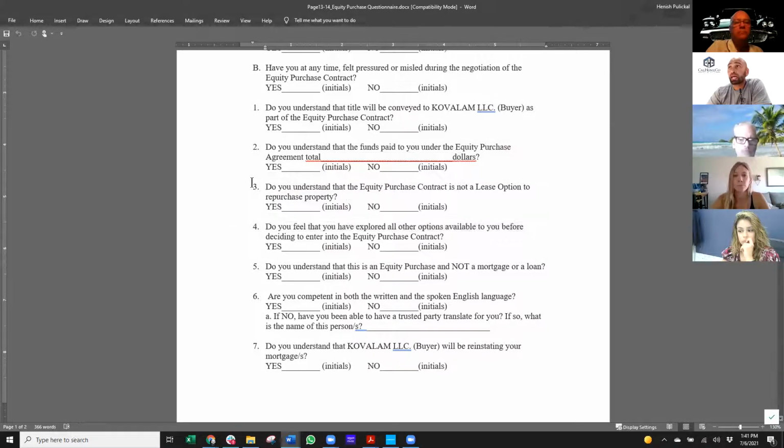Do you understand that the equity purchase contract is not a lease option to repurchase the property, right? This was something that unscrupulous investors would say, like, oh, I'll sell you back the property after I rescue you from your foreclosure, right? That's why these foreclosure rescue companies are scams, because they're literally there just to do what we're doing, but they're just not being honest about it.